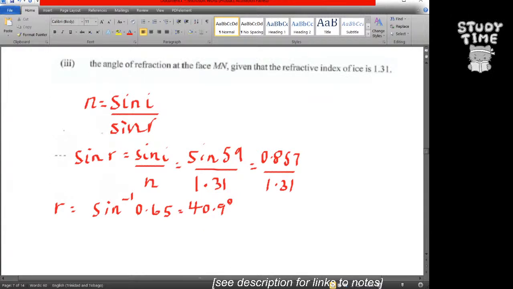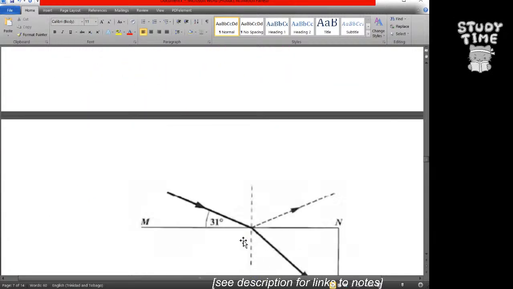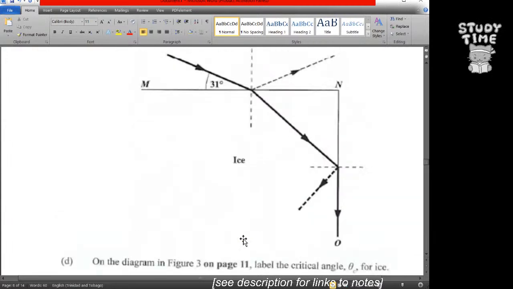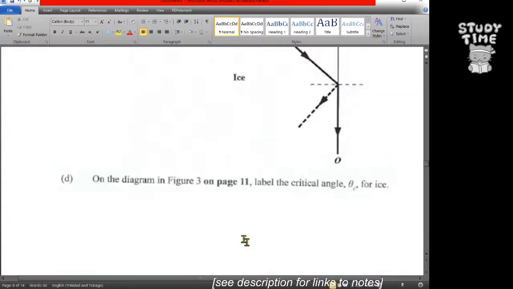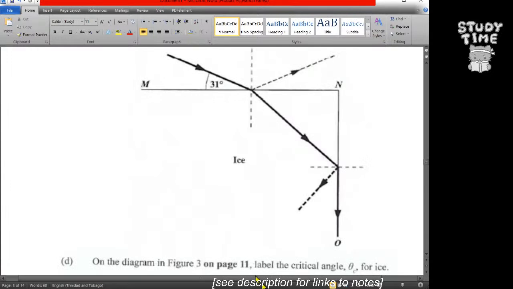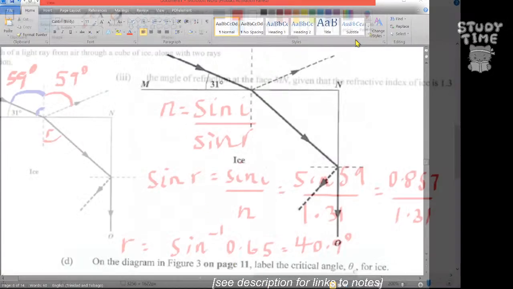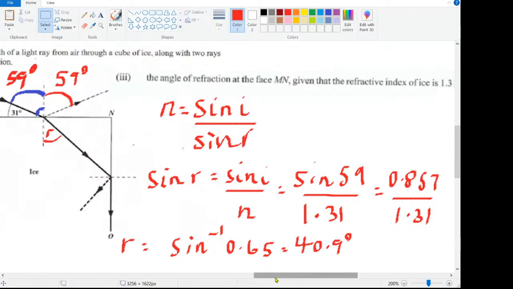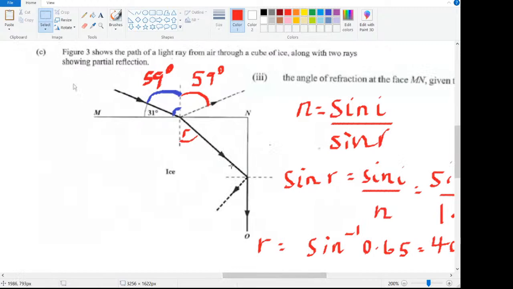Alright. Let me check this out here now. On the diagram, on page 11, label the critical angle theta C for ice. This is 1 mark. We didn't work out the critical angle though. Label the critical angle for ice. Well, it has to be less than what you're seeing here, because this is total internal reflection happening.